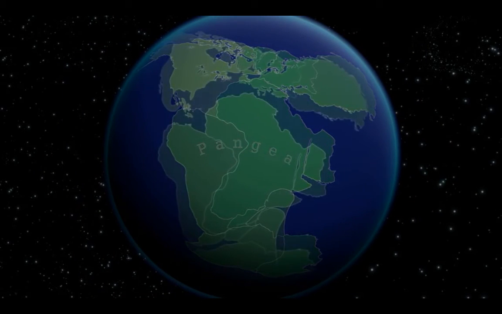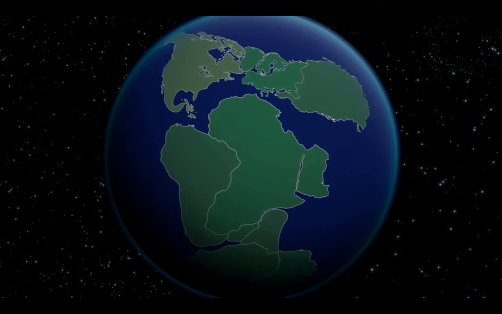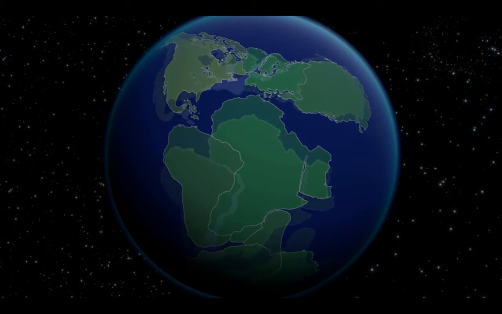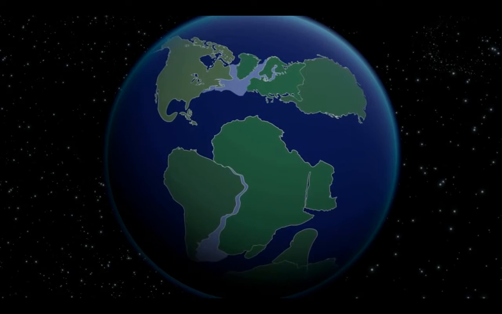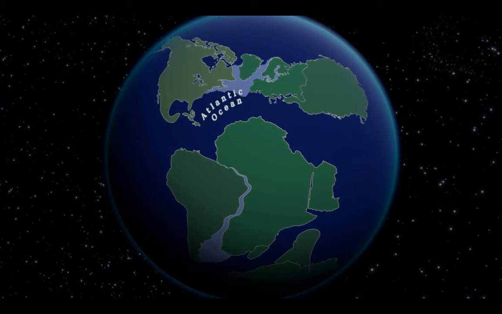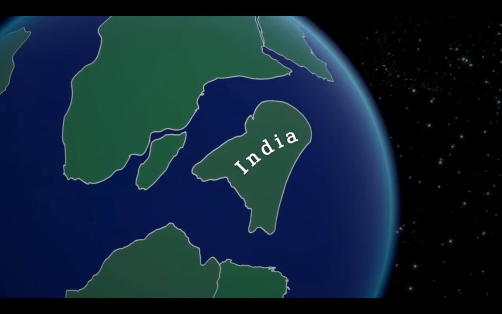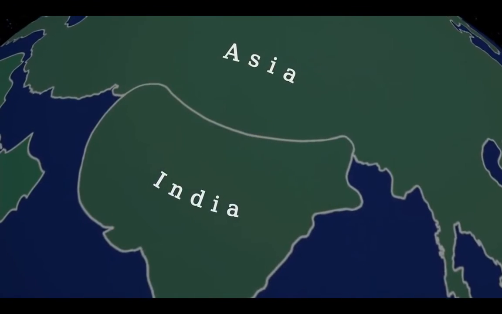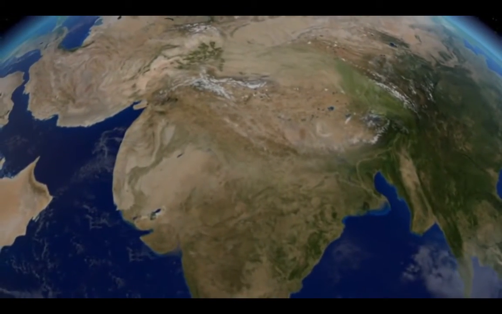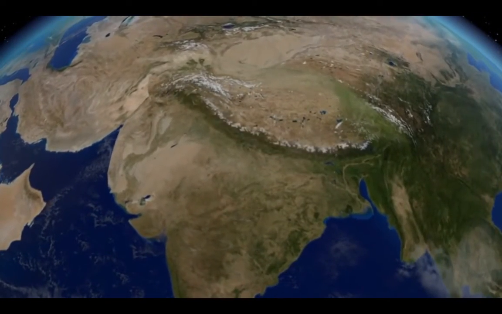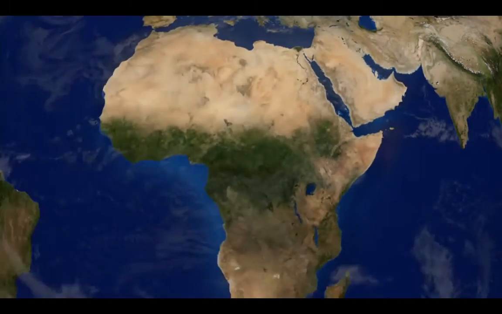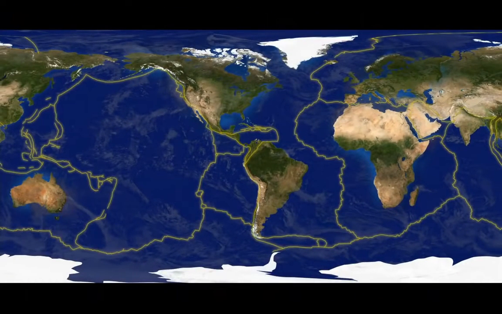Let's watch this movement as it occurred going forward in time. As Pangaea splits into 3 large pieces, the Atlantic Ocean starts to form. India starts its race to collide with Asia. As the continents take their current locations, India and Asia collide, and the Himalayas and Mount Everest appear. What is next?